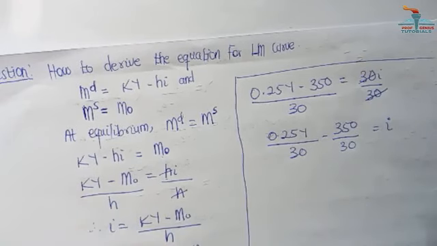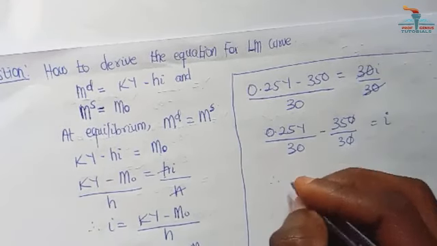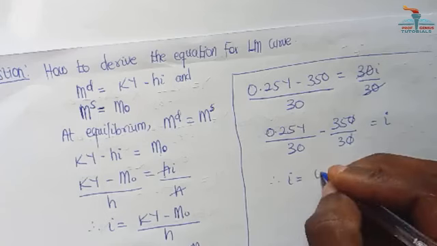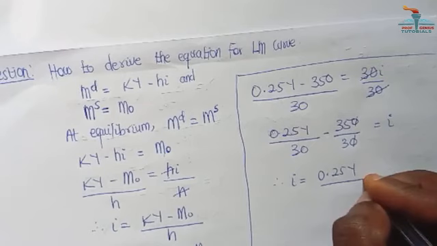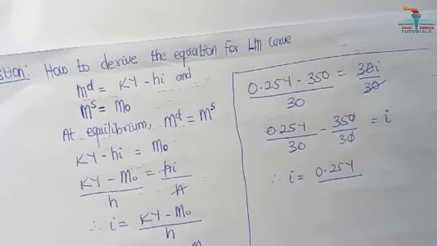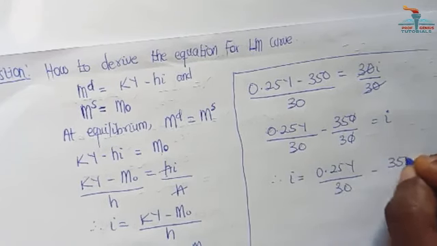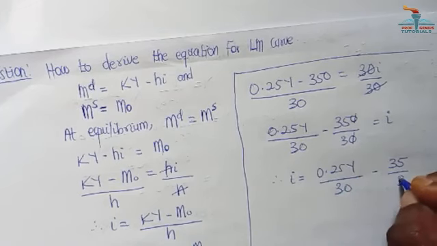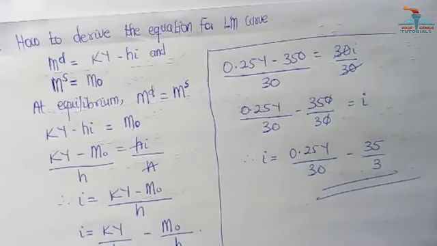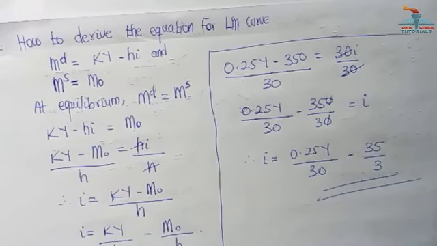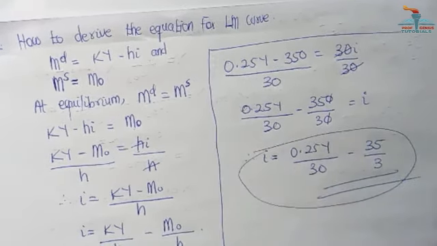Now let's see. We know the 0 can cancel the 0. So therefore, our I is equal to 0.25y over 30 minus 35 over 3. This is our final answer. You can also break it down if you want. So we know this is the equation for our LM curve.